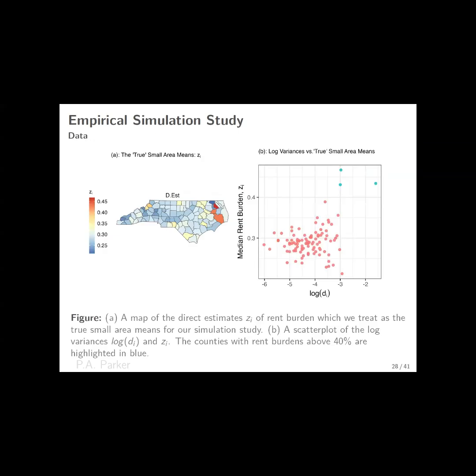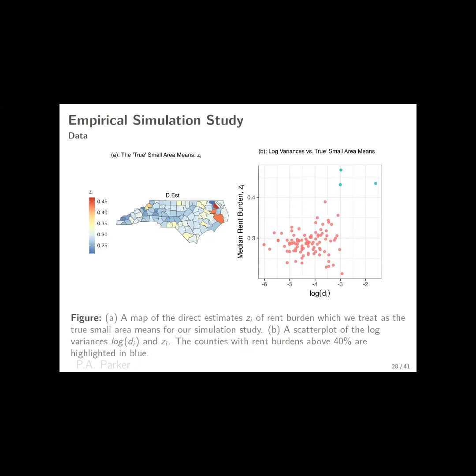So this is what that North Carolina data looks like. On the left, we just have a map of those original direct estimates. These are the direct estimates reported from the American Community Survey. And so you can see some spatial structure there. You can see they're a little bit higher in that eastern region.